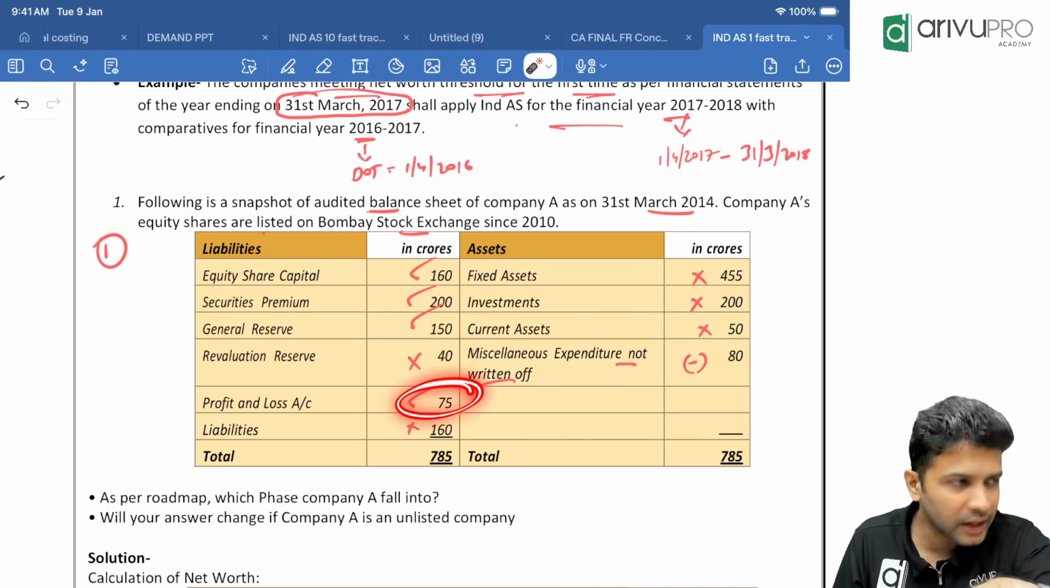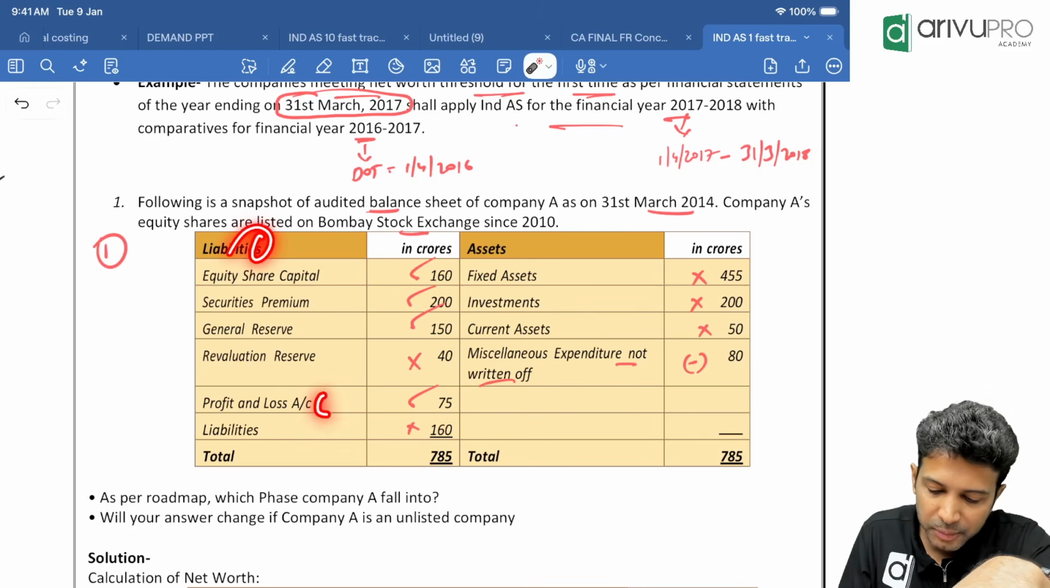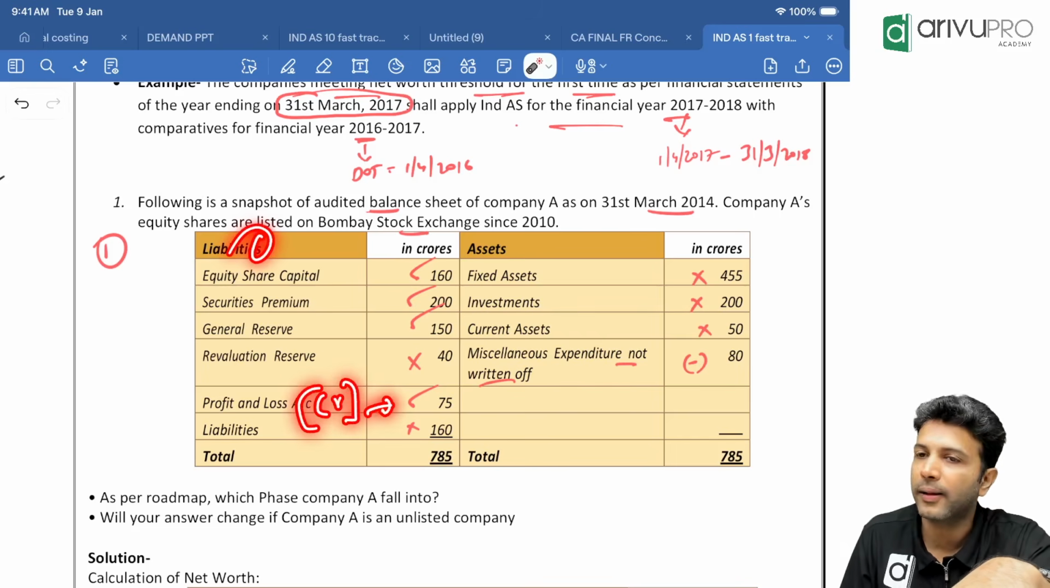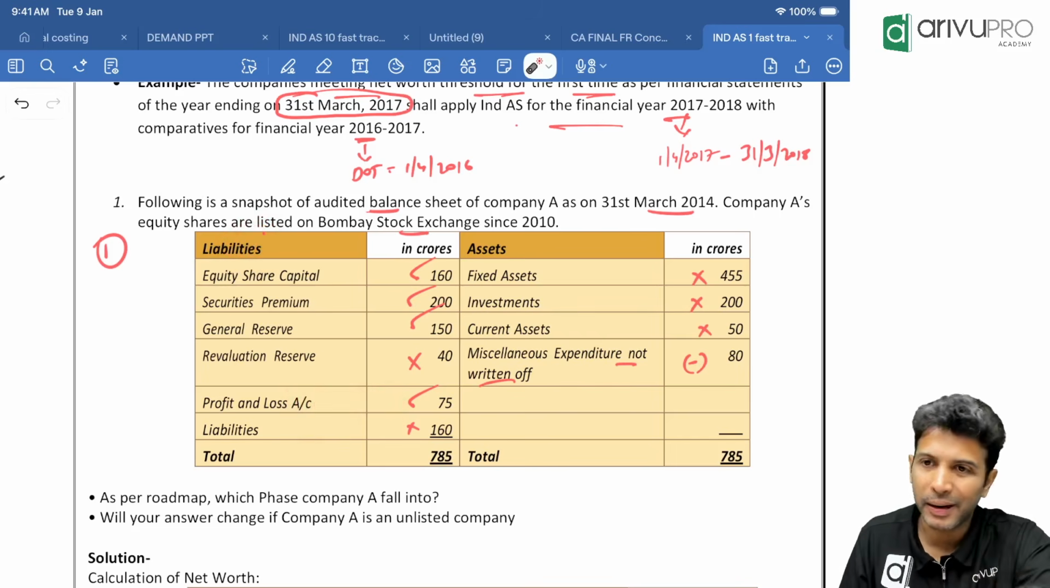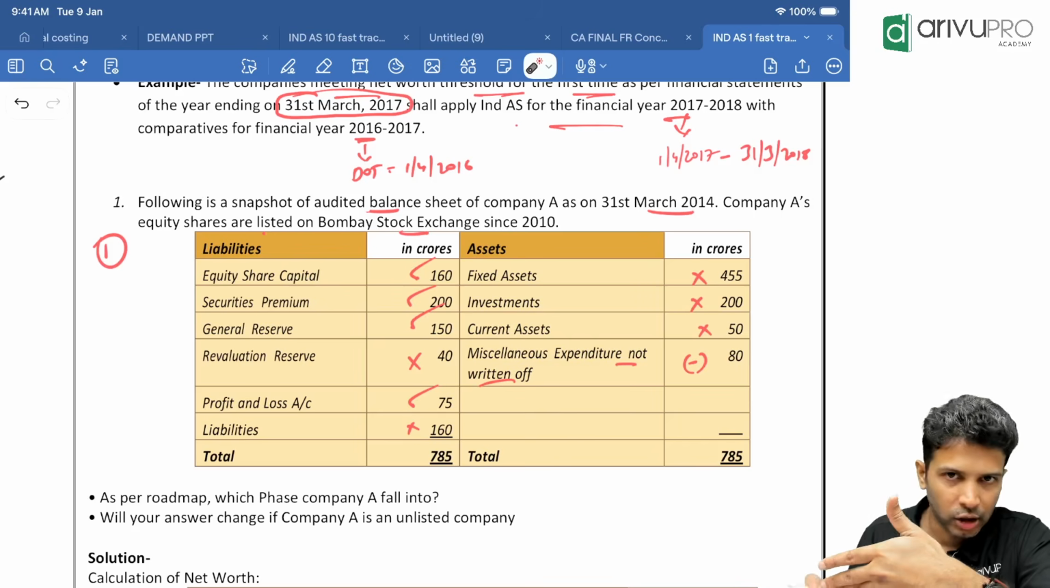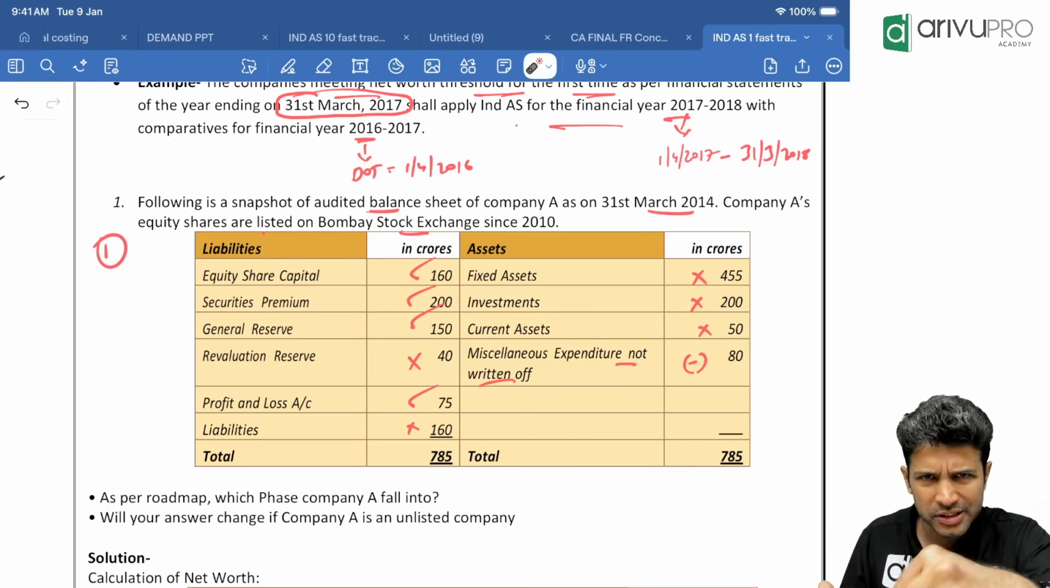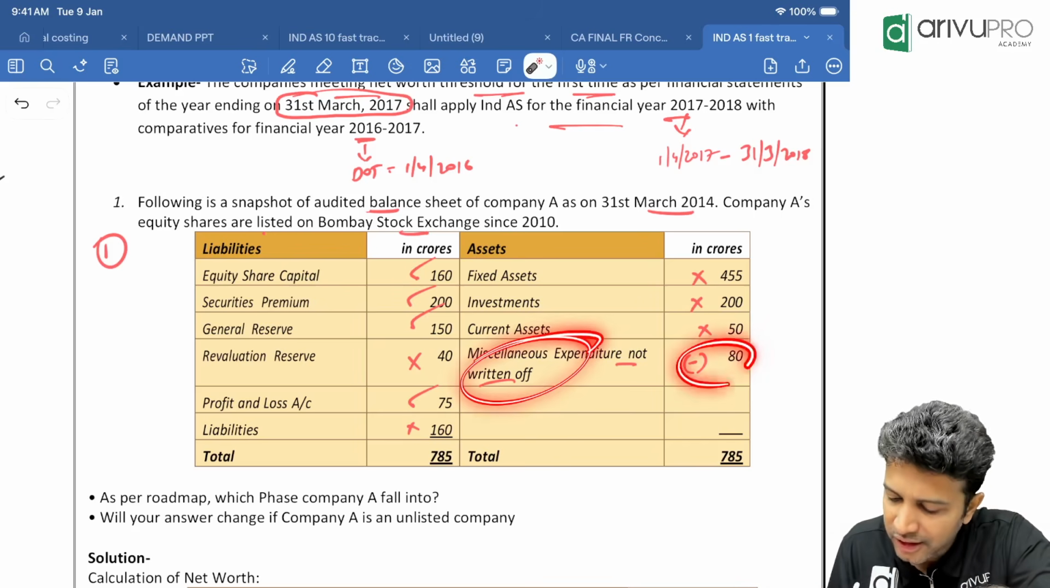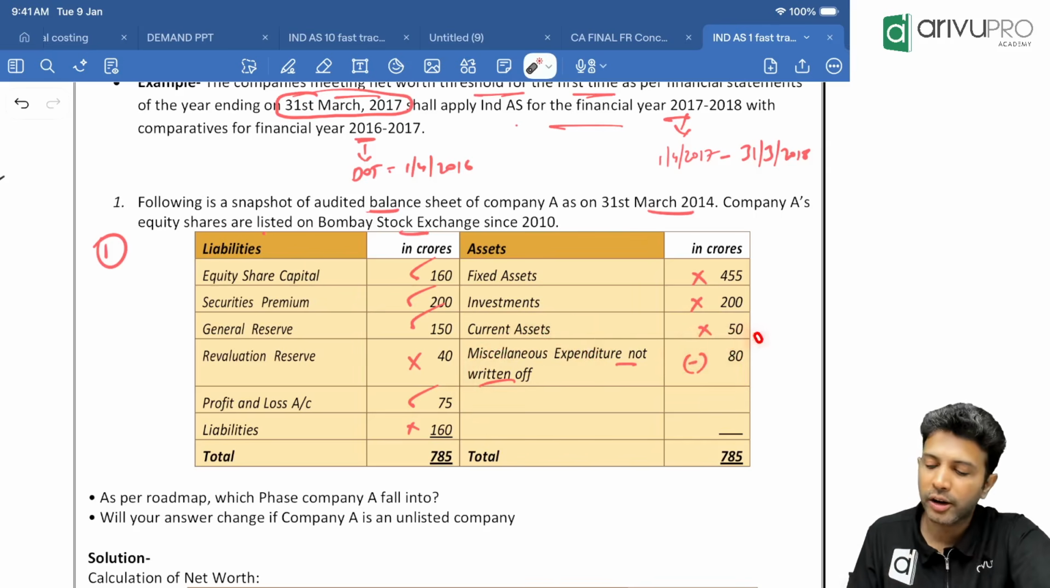Leave that. P&L is on the liability side, which means P&L has a credit balance. So add. If P&L has a debit balance, minus. Here it has a credit balance, so add. Then no accumulated losses. Any deferred revenue expenditure or miscellaneous expenditure? Yes, miscellaneous expenditure, deferred revenue expenditure not written off, is 80.